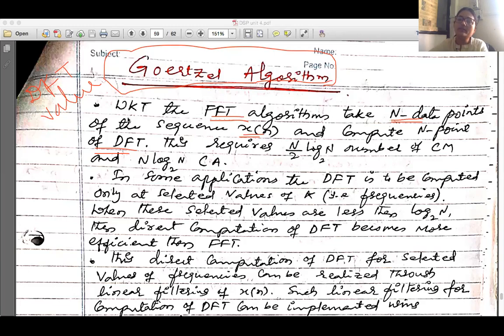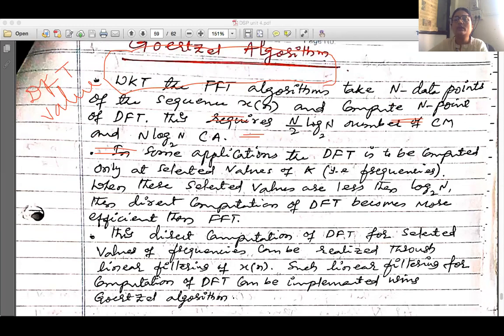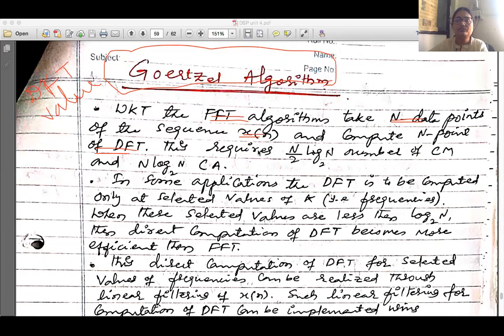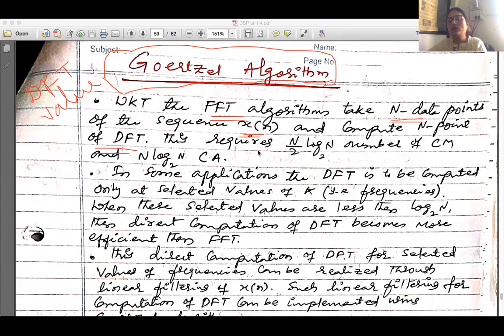We already studied DFT computation via the FFT algorithm, but now we will revisit the FFT algorithm, and then we will see why we should use the Goertzel algorithm. We will understand the purpose of the Goertzel algorithm. In the FFT algorithm, both DIF and DIT take an N point data sequence and compute N point DFT values.